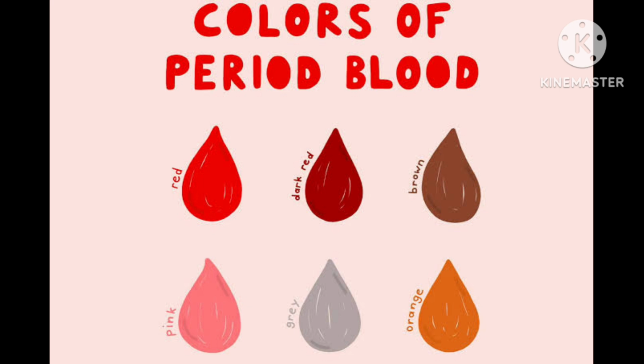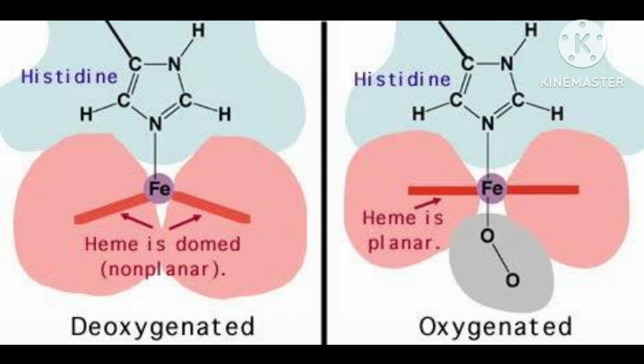The form without oxygen is called deoxyhemoglobin. First is oxyhemoglobin, which is bright red in color, and the other form is deoxyhemoglobin. In hemoglobin, iron has a plus 2 oxidation state, means ferrous.